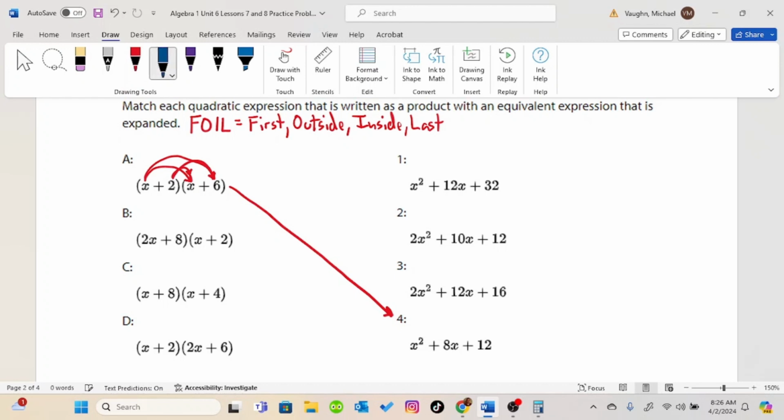Next we have b. First, 2x times x is 2x squared, so it has to be 2 or 3. Then we have 2x times 2, which is 4x, and 8 times x, which is 8x, add together is 12x. So B must be choice 3.